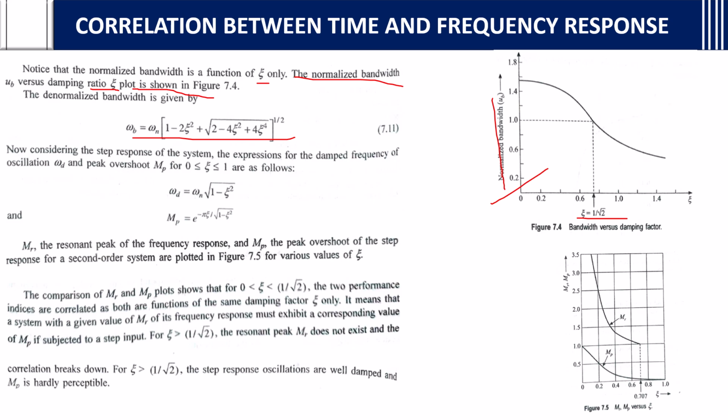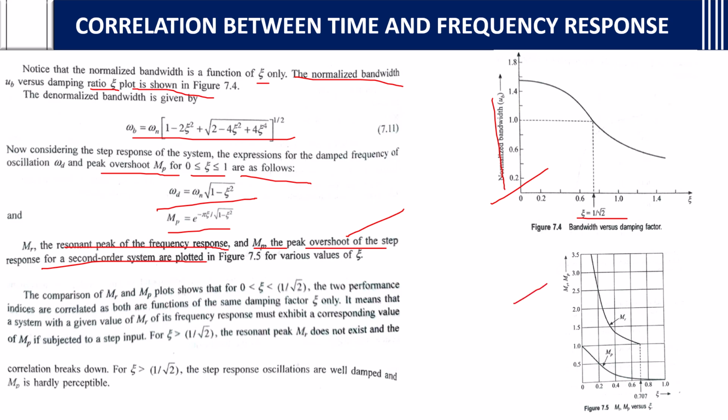Now considering the step response of the system, the expressions for the damped frequency of oscillation omega d and peak overshoot Mp for 0 less than or equal to xi less than or equal to 1 are as follows. Omega d will be omega n root of 1 minus xi square. Mp will be this. So these are the equations you need to remember. Then Mr, the resonant peak of the frequency response, and Mp, the peak overshoot of the step response for the second order system, are plotted here.